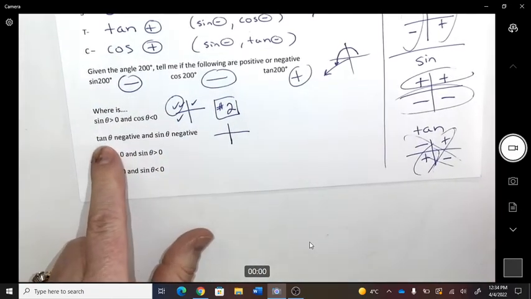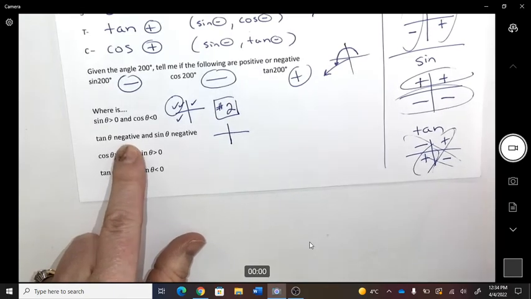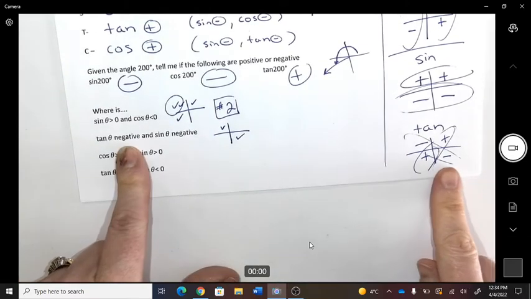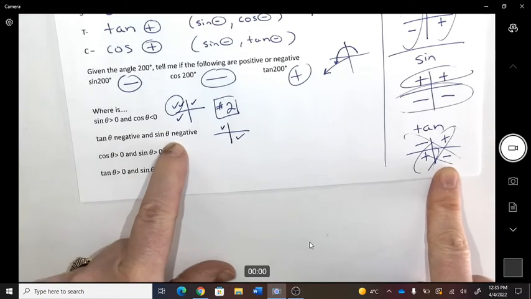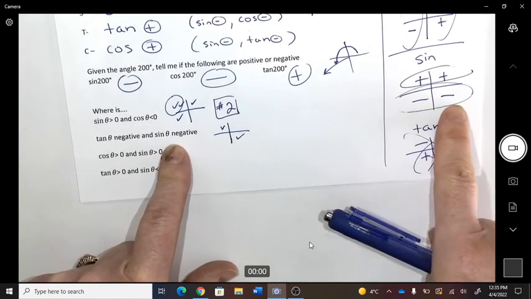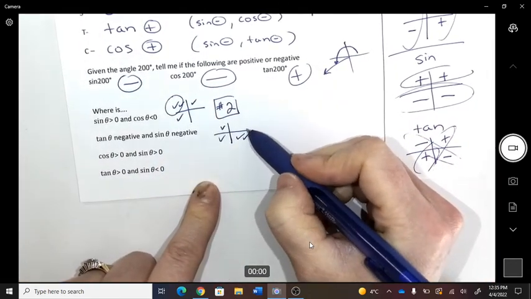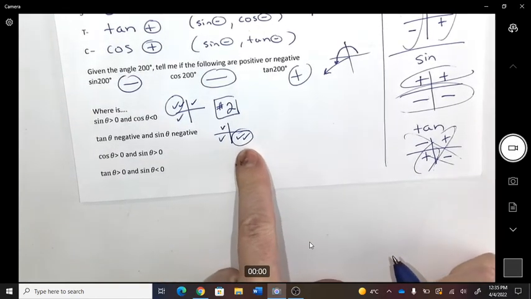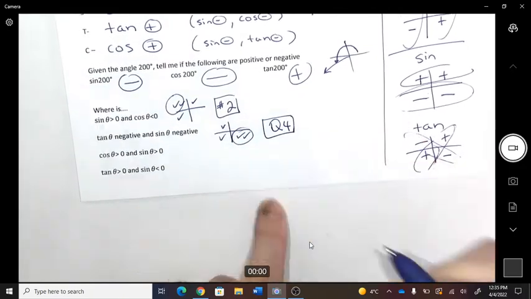Where is the tan negative? So that would be in 2 and 4. We wrote that tan was negative. Where is sine negative? Sine was negative in the bottoms. So which quadrant are they both working? Do you remember that number? That would be in quadrant 4.